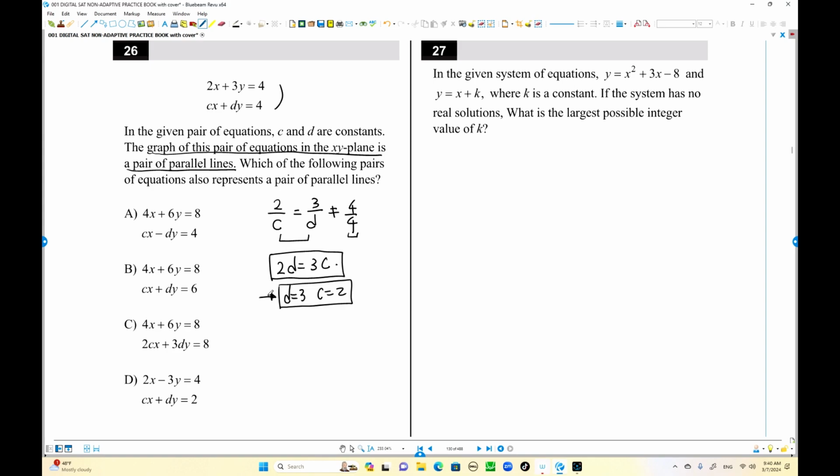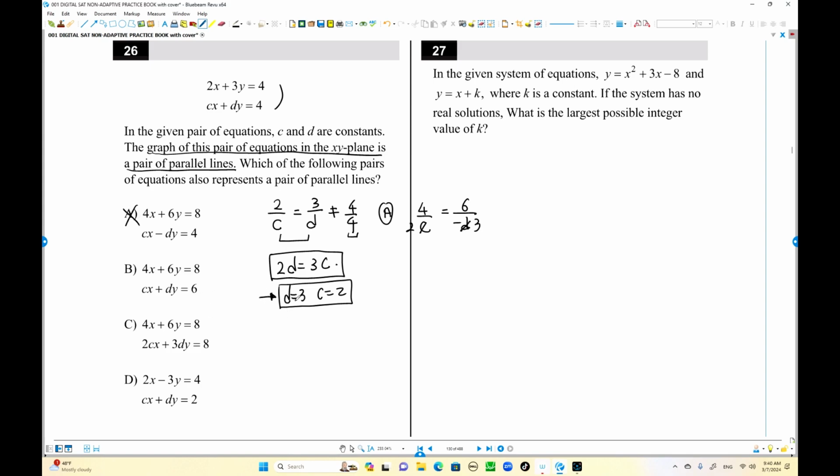They are parallel. Parallel is the same thing. 4 over c, first one will be a. 4 over c equals 6 over negative d, right? C equals 2, d equals 3. They are equal? No, they are different. They are not parallel.